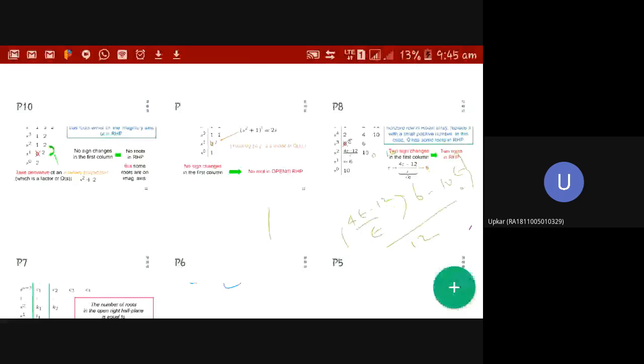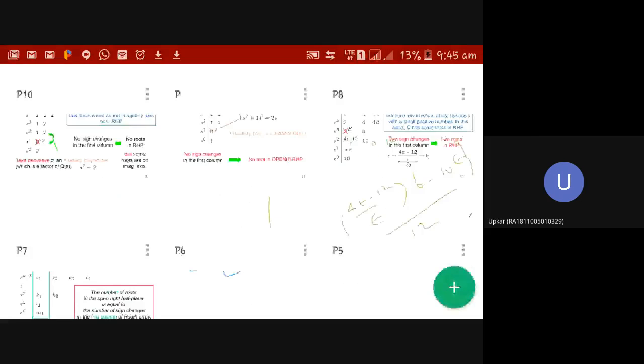Now we have discussed the normal Routh array with sign change and without sign change. The next thing we need to discuss is what will happen if the first element alone is 0. Then how to solve that problem.